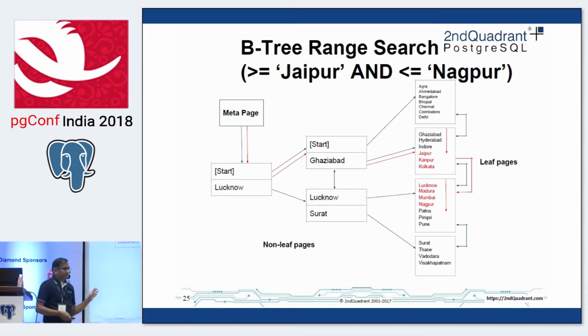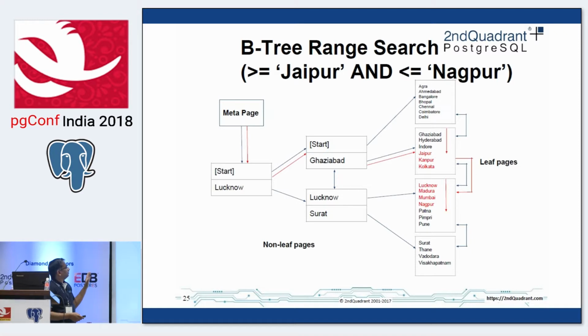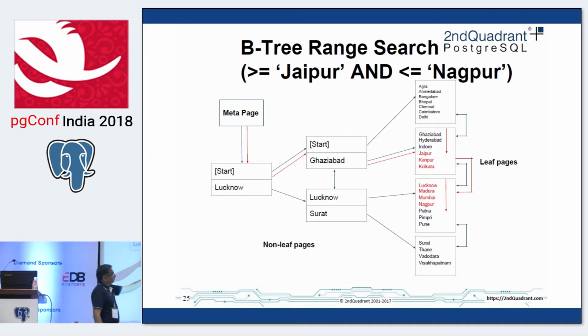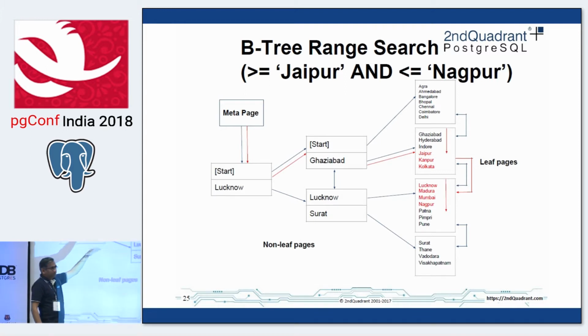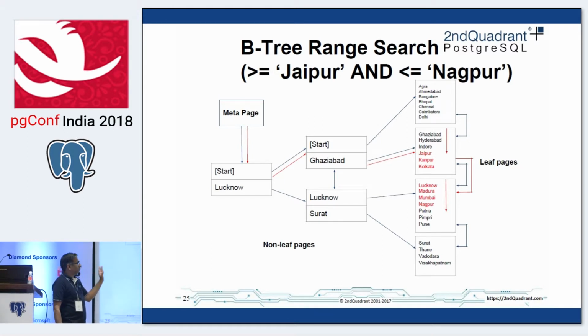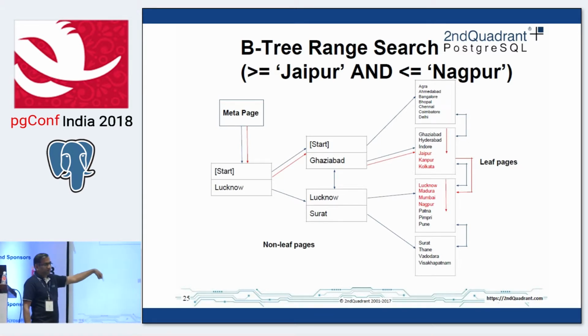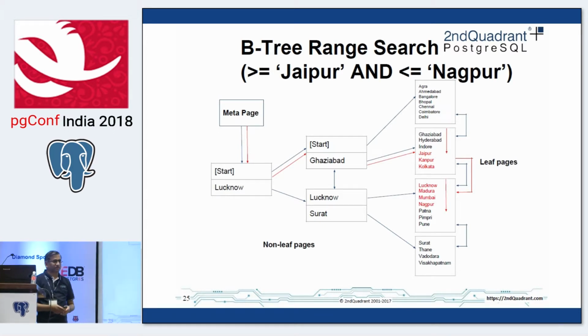The other good thing about Btree indexes is that they help you in range queries. So if you are looking for all cities which are greater than or equal to Jaipur and less than or equal to Nagpur, because of those previous and next pointers by which we have linked all the leaf pages, once you hit Jaipur, to fetch all the remaining values you don't need to go back to the start of the index. You can just walk through the chain of leaf nodes and keep collecting all the rows that are still in the range that you are scanning for.